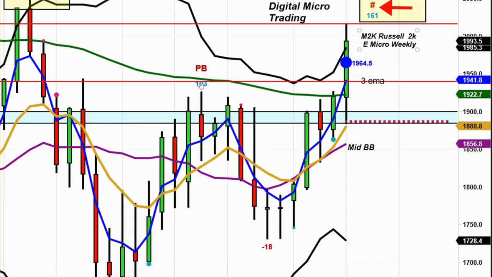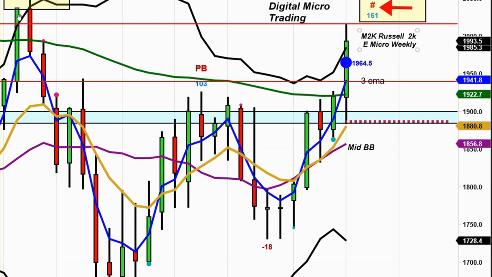Weekly chart on the M2K. What is notable is a rare event, price piercing the upper Bollinger Band. And at the same time, we have a weekly sell order flow signal because we've got a demand imbalance. So that's to note. That 161 is the delta. So when's the last time this has happened where price pierces the upper? We've got to go back to August.